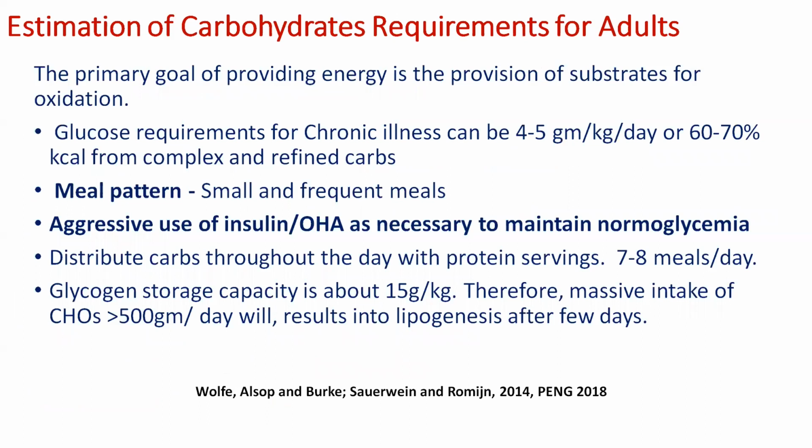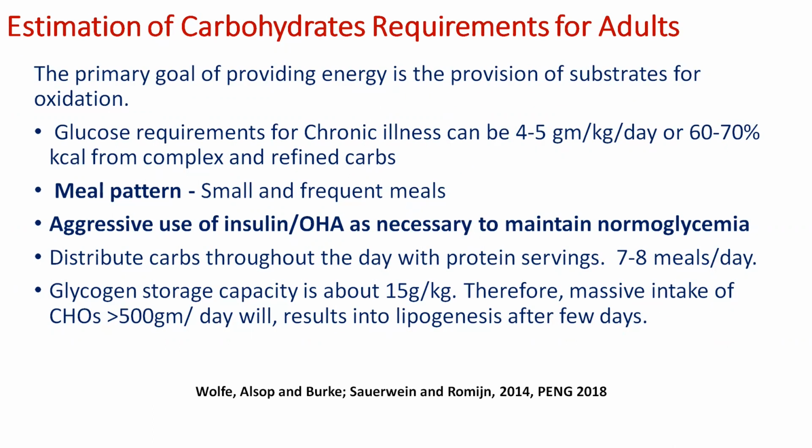Estimation of carbohydrate requirement for adults. The primary goal of providing energy is provision of substrate for oxidation. Glucose requirement for chronic illness can be 4 to 5 gram per kg per day, or 60 to 70% calories from complex and refined carbohydrate. Meal pattern should be small and frequent meals. We should follow the pattern of 3 to 4 meals, 3 major meals: breakfast, lunch, and dinner. Then in between breakfast and lunch, in between lunch and dinner, then after dinner we have to provide late evening snacks.